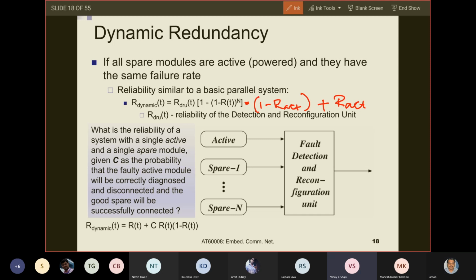So the 1 minus R act is for the case of detecting whether the active is faulty. It is just like the cases that we studied in series and parallel. Remember, we were arguing about a series. So one case is when R act is working, the other case is when R act is failing. In case R act fails, 1 minus R act is the probability that the active is not working correctly, times the probability that it will be detected, that is RDRU, times the probability that any one of the n modules will come into the picture and be able to handle it. Right? Is that fine? Then we can proceed if this is okay.